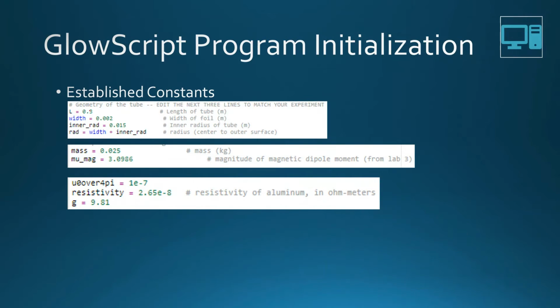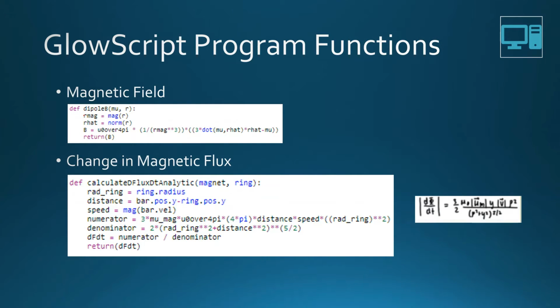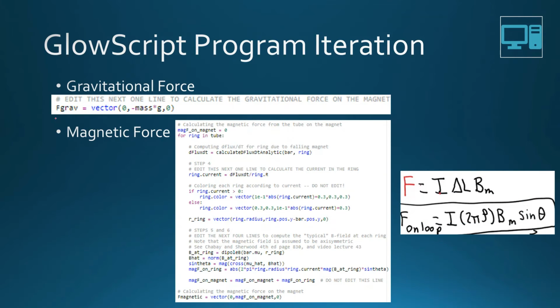When creating the GlowScript model, I had to establish some constants of length, width, inner radius, magnet mass, and magnetic moment. I then also included the constants that we'll use in our formulas later. Next, I calculated the magnetic field through a function that takes the magnetic moment and the distance, calculates the B value, and then I calculated the change in magnetic flux by incorporating this equation here in the numerator and the denominator. I then calculated the gravitational force using mass times gravity in the negative y-hat direction, and then utilized this equation to determine the magnetic force on the loop due to the magnet.